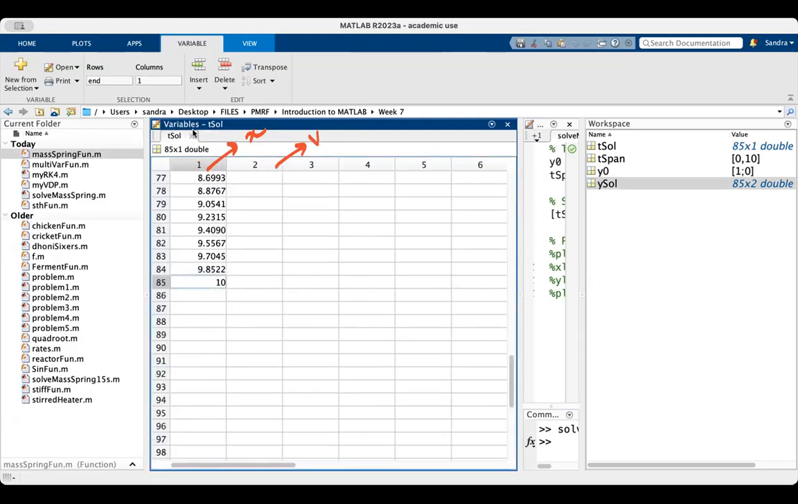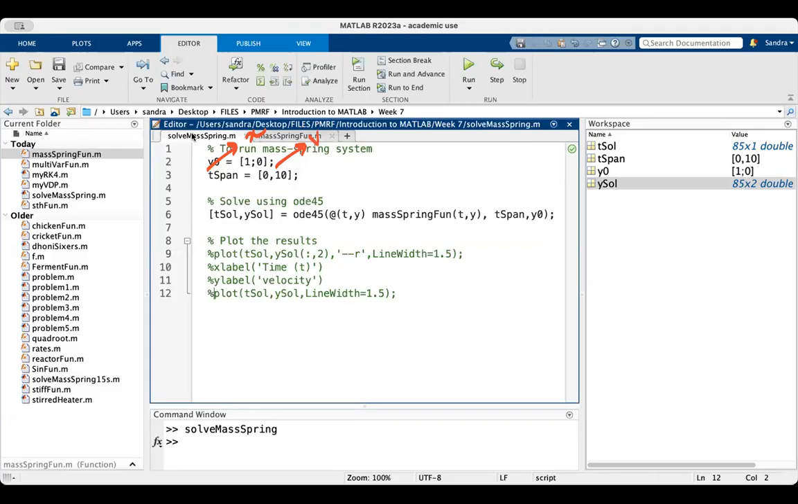So what happens is, if you want to plot this, what you'll do is, let me just write this one.